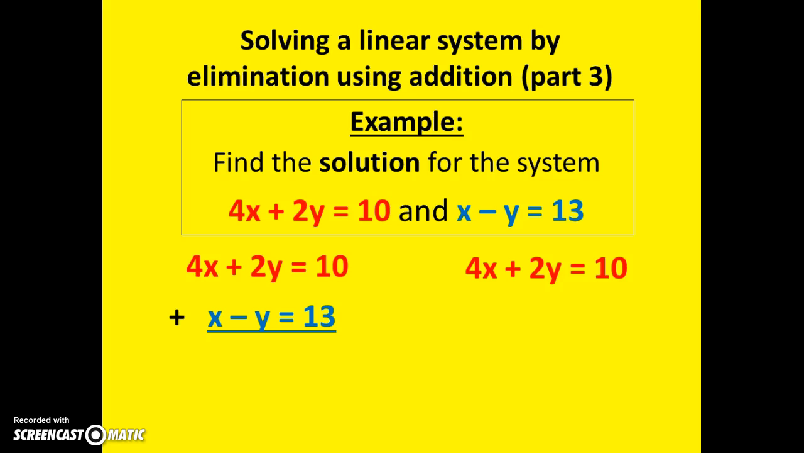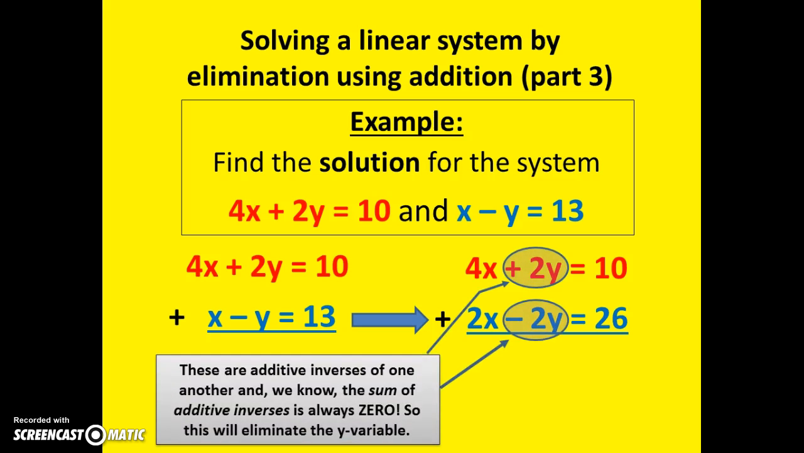Now we had something at the beginning of the year. What do we call that? I'm trying to remember. There was a name. Additive inverses. That's right. That's what it was called. If we have 2y and negative 2y, 2 and minus 2 are additive inverses. When you add them together, you get 0.